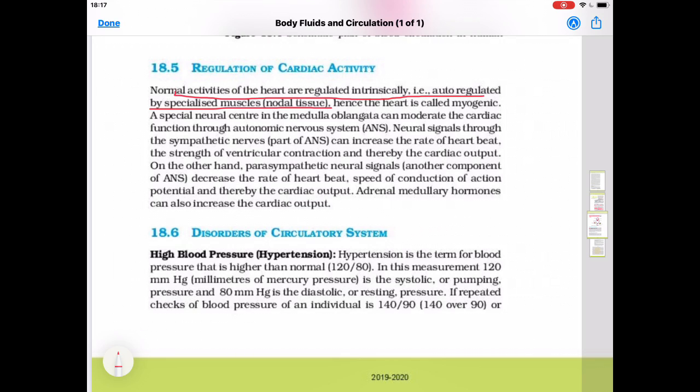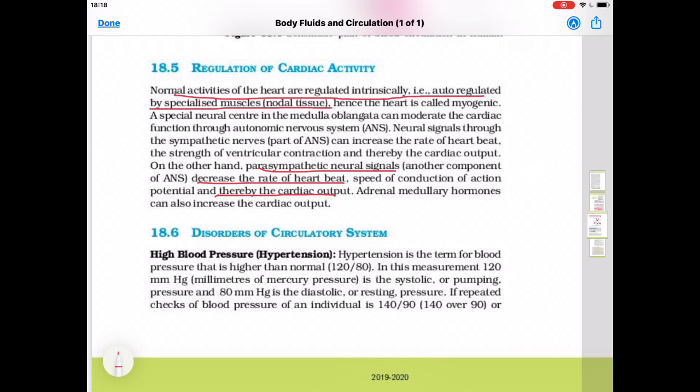cardiac output. On the other hand, parasympathetic neural signals, because the autonomic nervous system has two parts, sympathetic and parasympathetic, and both work opposite to each other. If sympathetic helps in increasing the rate of heartbeat, parasympathetic will decrease the rate of heartbeat, speed of the conduction of action potential, and thereby the cardiac output. So parasympathetic decreases the rate of heartbeat.